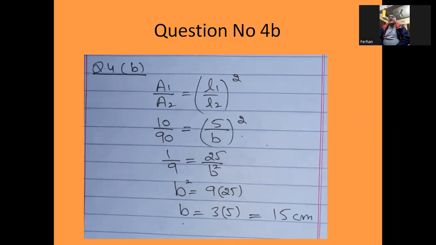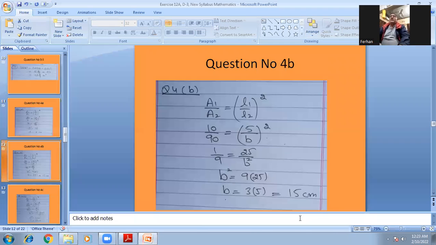And 1 by 9 equals 25 by B square. So B square will be equal to 9 multiplied by 25. So take square root on both sides. So you got B equal to 3 multiplied by 5, and that will be 15 centimeter. So question number 4, B part, hopefully you understand.